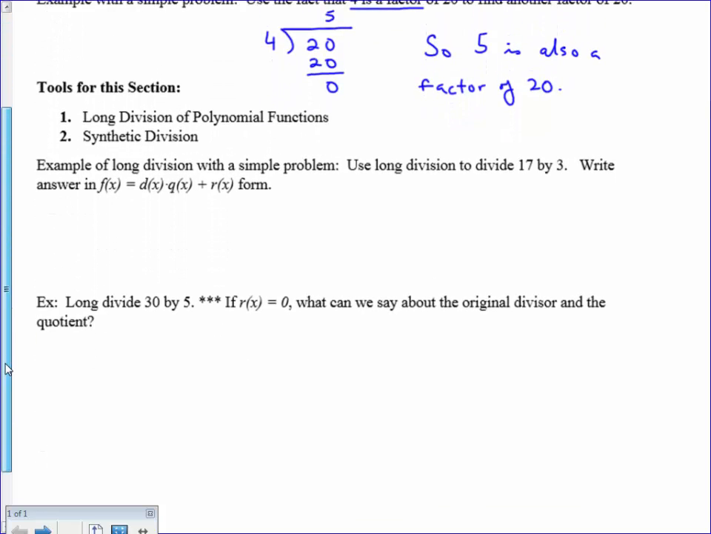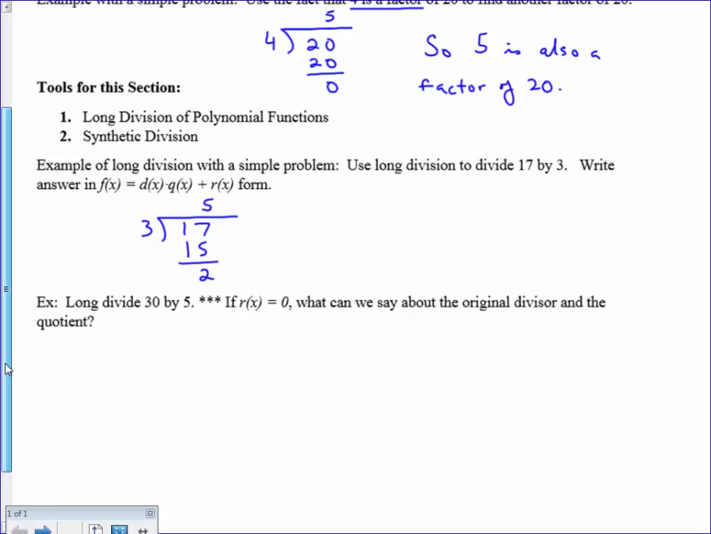In this section, we're going to use long division and also what we call synthetic division. When we write our answers down, it's important that we write them in a particular form. I will show you an example of this form, but once again use whole numbers, and then later we'll do this with more complicated polynomials. So this example says use long division to divide 17 by 3. So we'd say 3 goes into 17 5 times. 5 times 3 is 15. 17 minus 15 is 2.